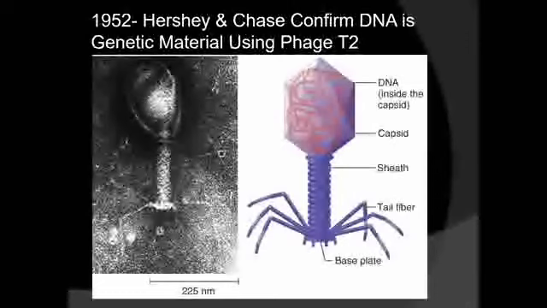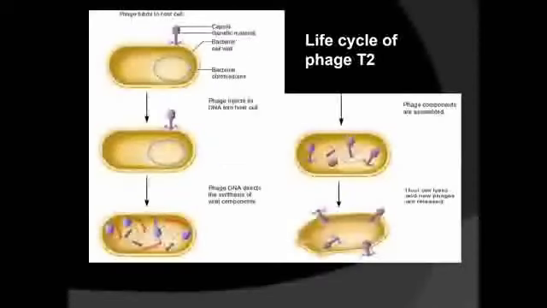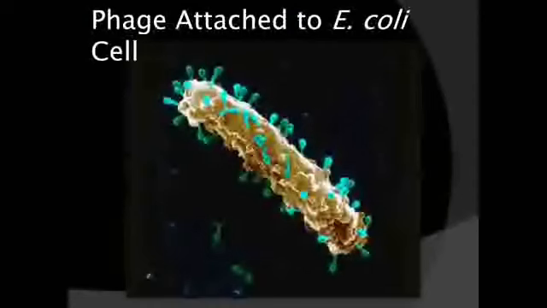The third landmark experiment, which settled the debate on whether DNA or protein is the genetic material, was the Hershey and Chase experiment, in which they used a bacteriophage, a virus that attacks bacterium. This is the life cycle of bacteriophage, where the virus attaches to the cell surface of the bacterium, injects its DNA, which then takes over the resources inside the cell. The virions or the phage particles are assembled, and the host cell is then lysed, and the new phages are released to continue the same cycle again.